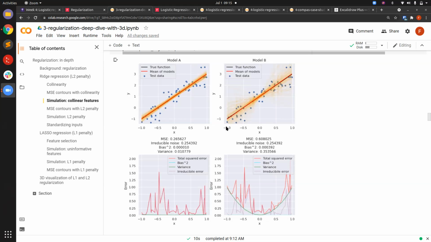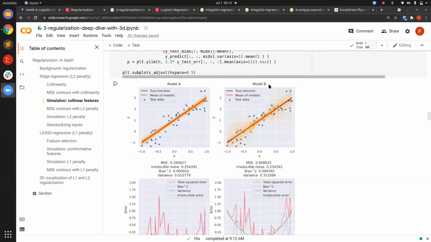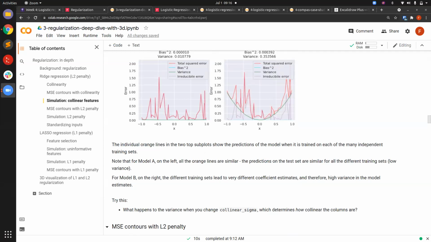But the majority did correctly understand that the model with two collinear features has more variance than the model with only one feature. Now, I want to emphasize here that the second feature in model B doesn't really add any new information. It's just the scaled version of the first feature, right? But even though it doesn't add any new information, it increases the variance of the model.